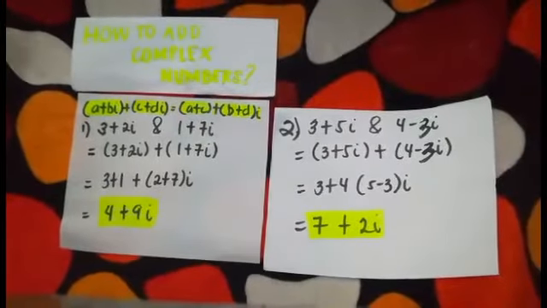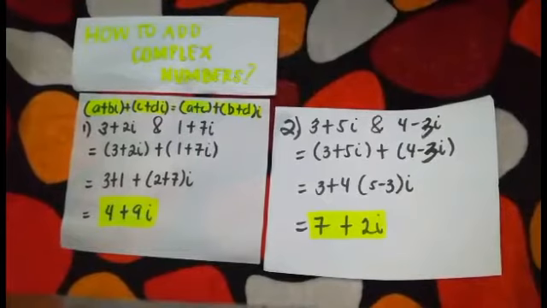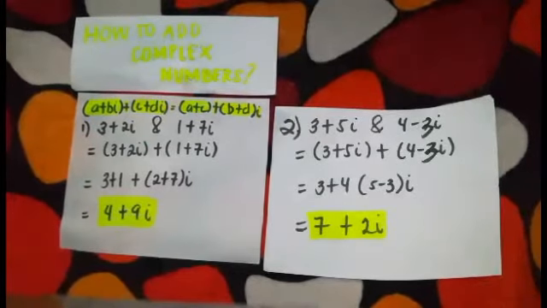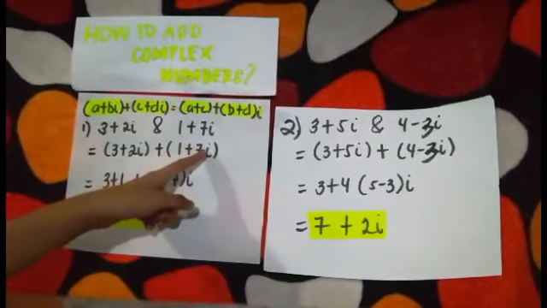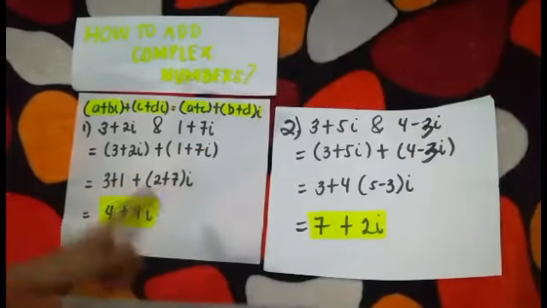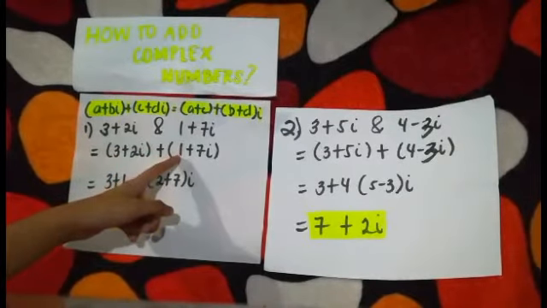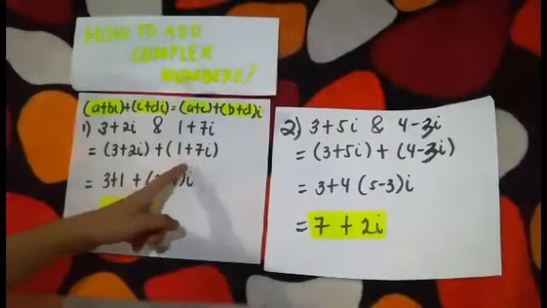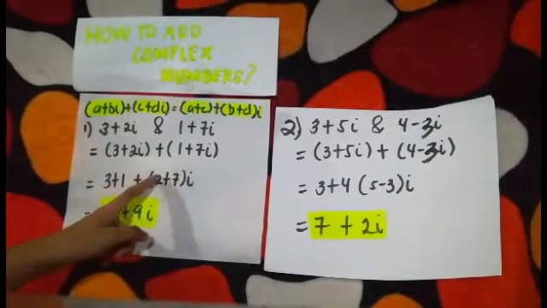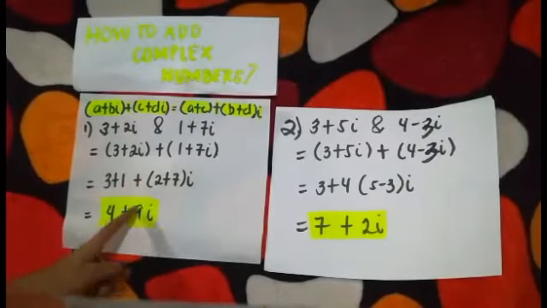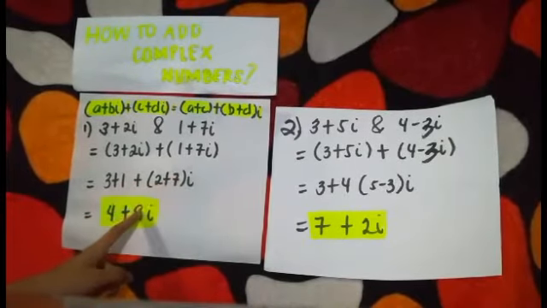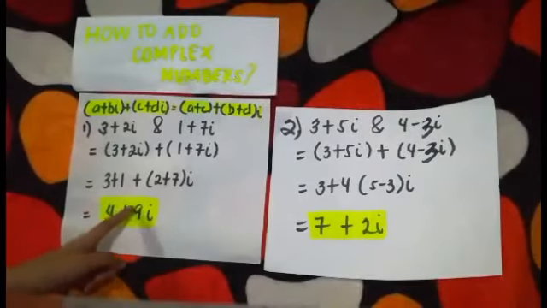How to add complex numbers? To add two complex numbers, we add each part separately. Add the real parts and add the imaginary parts. For example, 3 plus 2i plus 1 plus 7i. The real parts are 3 and 1. The imaginary parts are 2 and 7, so that is 3 plus 1 plus 2 plus 7i. 3 plus 1 is equal to 4, plus 2 plus 7 is equal to 9i. So the answer is 4 plus 9i.